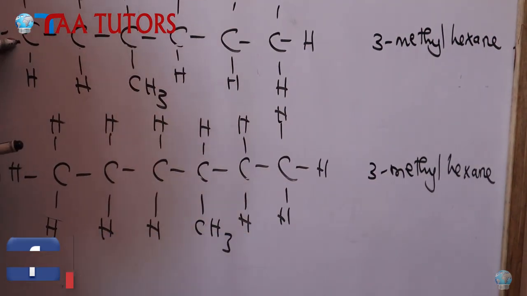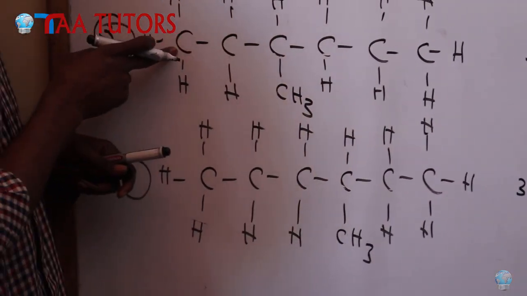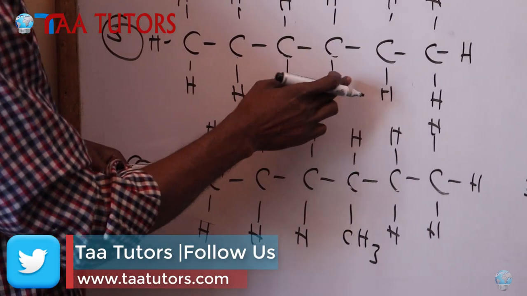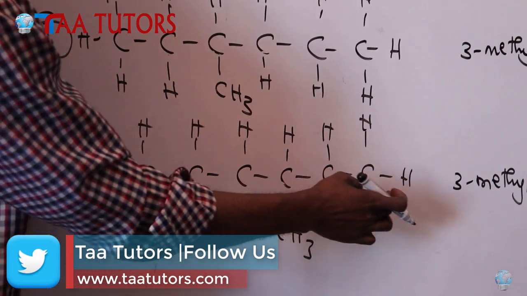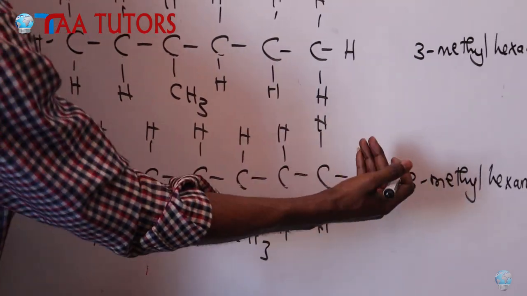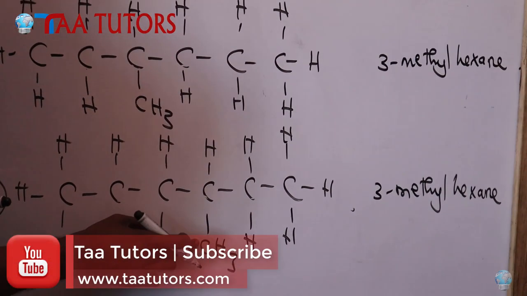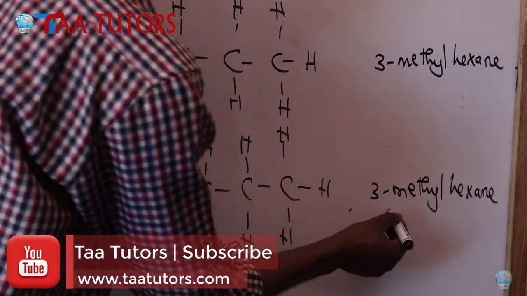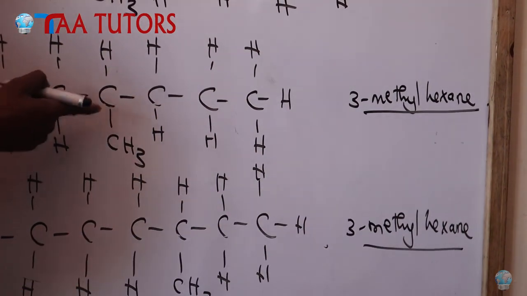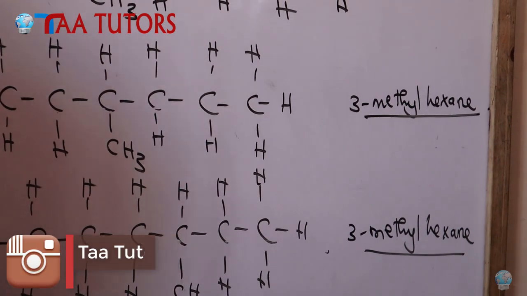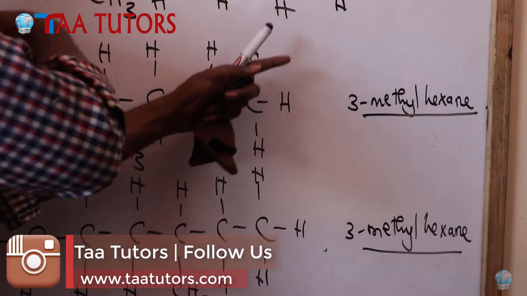I want you to know very well. Initially, we are naming from here. Why? Because this thing was still closer to this end. But now moving it to the next one, it is 1, 2, 3, 4. But the other end, it is 1, 2, 3. So we have to start from the other end, meaning it is attached to the third carbon atom. You realize that this name and this name are the same. It means that this compound and this are the same. The only thing we did is we took it and we tilted it this way.